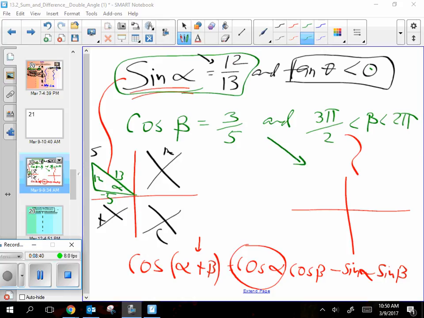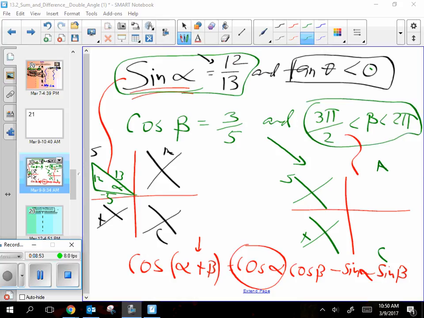For B, it's somewhere in there. Where is cosine positive? All students take calc. Cosine's positive in the two right ones, so I'm crossing those off. Now I'm left with only two quadrants to pick from, and this one even says it's between here, which is 3 pi over 2, and here, which is 2 pi. So it had to be in this zone, can't be there.